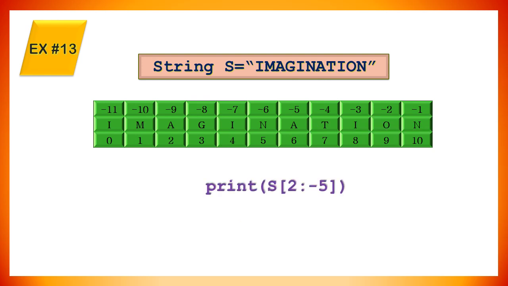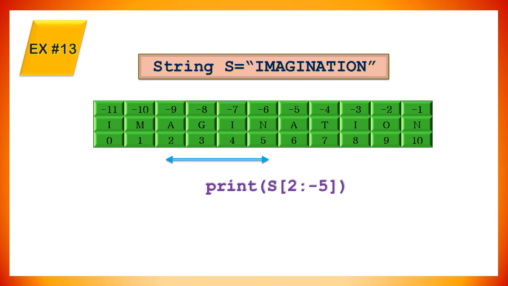Example number 13, S[2:-5]. See, the starting index is given in forward indexing and the ending index is given in backward indexing. So minus 5 minus 1 is what? Minus 6. So we can consider 2 to minus 6. You can see the range already shown in the diagram. Minus 6 is represented as 5 in forward indexing. So 2 to 5 is generated.